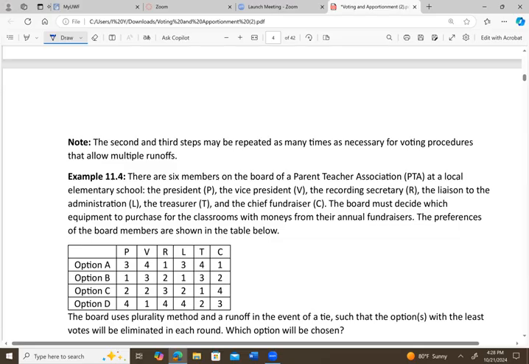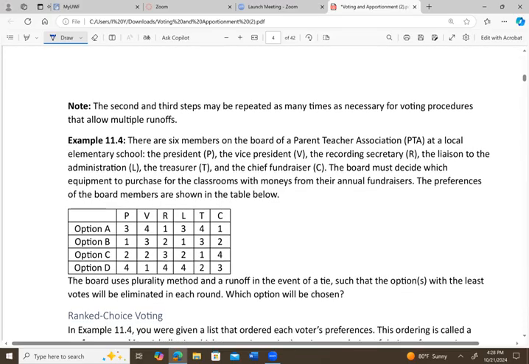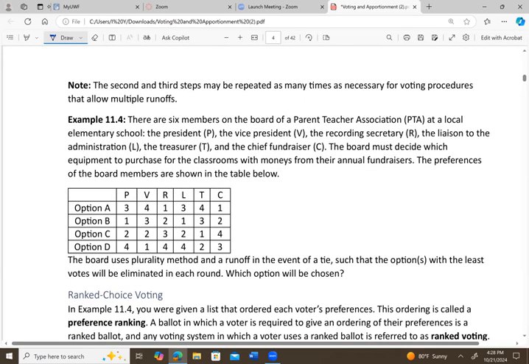So there are 6 members of the board of a parent-teacher association at a local elementary school: the president, the vice president, the recording secretary, the liaison to the administration, the treasurer, and the chief fundraiser. The board must decide which equipment to purchase for the classrooms with monies from the annual fundraisers. Preferences of the board members are shown in the table below. So this is a preference table. Each person rates their top choice 1, next choice 2, and so forth.